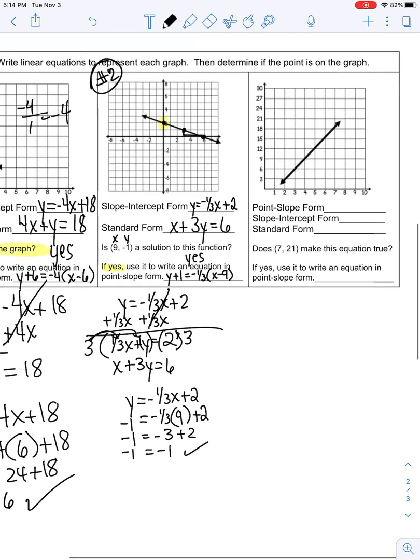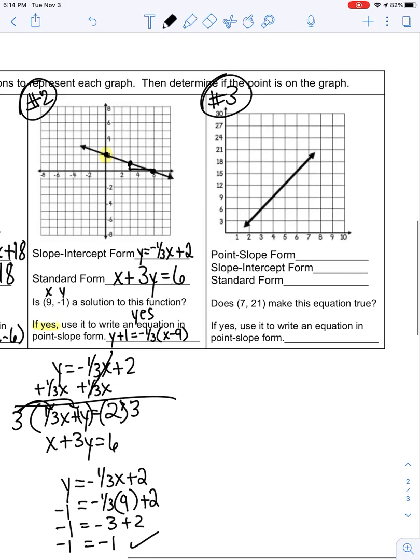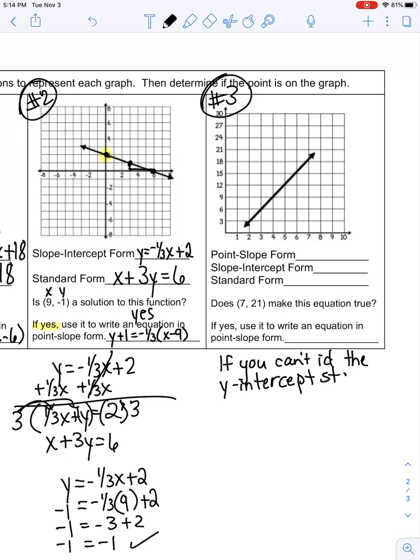Now take a look at number 3. What do you notice about this graph? I cannot clearly identify my slope or my y-intercept. Please, please, please make a note of this. If you can't identify the y-intercept, then you have to start with the point slope form. Slope we know is rise over run.